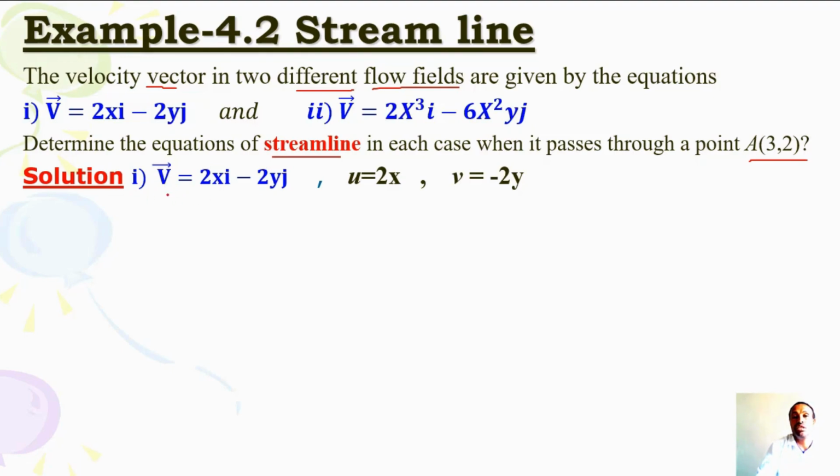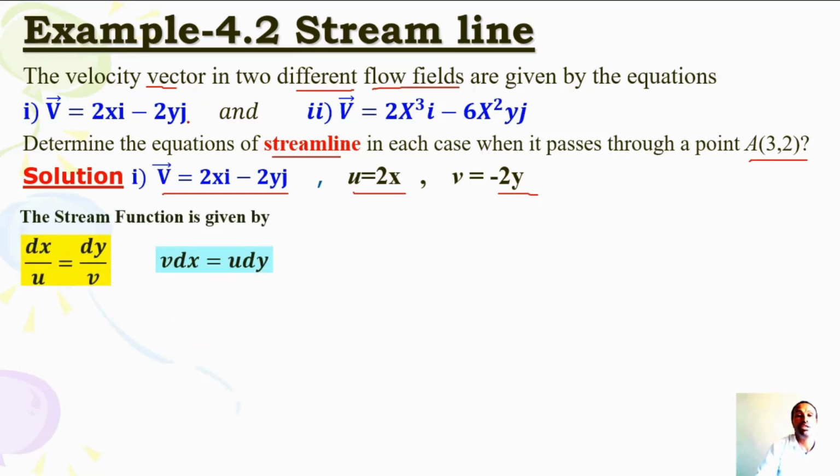For the first case, let us see this velocity vector. You can take out the coefficient of i, which is u, the u component of velocity, and v is minus 2y. Then you can find the stream function, which is given by this equation.